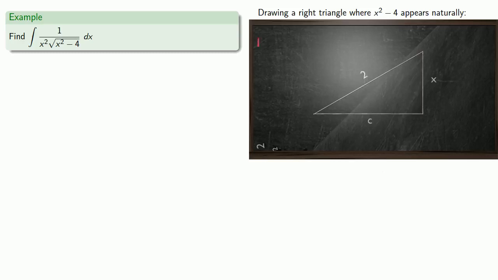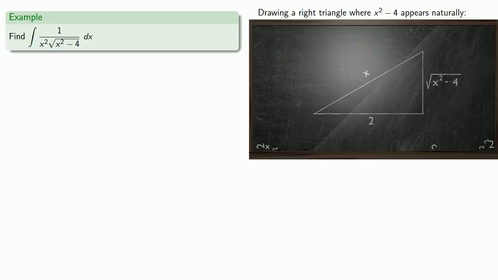Find the Pythagorean relationship. Do a little algebra. And we have something that's not x squared minus 4. So we'll try again, this time making x the hypotenuse. We'll write our Pythagorean relationship. Do a little algebra. And finally, we have a triangle where x squared minus 4 appears naturally.